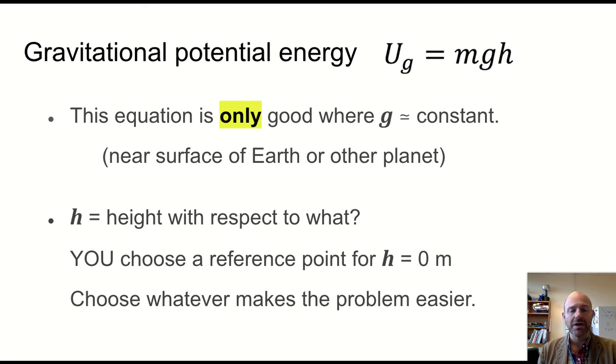And in fact, as we will learn in a more complicated version of this a little bit later, infinitely far away from the center of a planet is where we call 0 when we're dealing with gravity on very large scales. More on that later. But we can pick the ground to be height 0. We could pick the height of a table to be height 0. We could pick the starting point to be height 0. Whatever makes your problem easier.